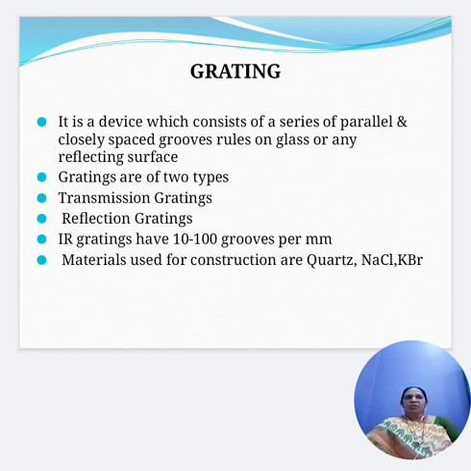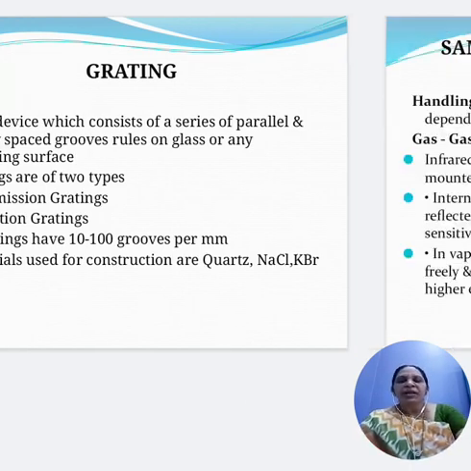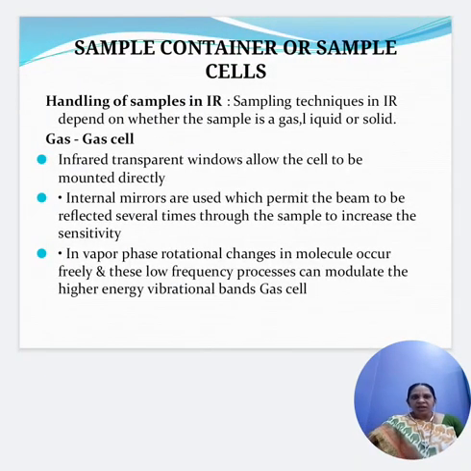Quartz or sodium chloride or potassium bromide. So the materials used for construction of the grating are quartz, sodium chloride or potassium bromide. The next component of the instrumentation of the spectrophotometer is your sample container, or sample cell.